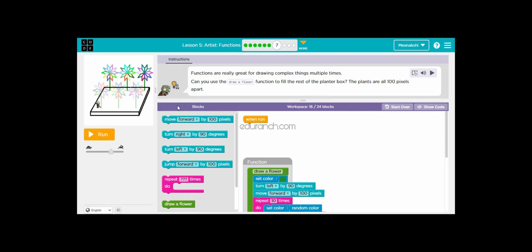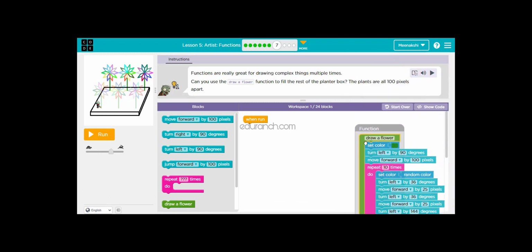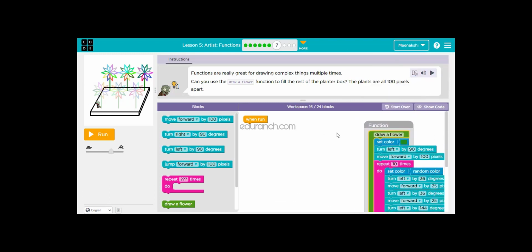Now we have to draw a flower here. We have the function for the flower already given, so we don't have to write the code. All we have to do is make the artist jump forward using the jump forward block, not the move forward block, because we don't want the artist to draw any lines between the flowers. So we give a draw flower and then jump forward. They're all 100 pixels apart, and repeat that 3 times.